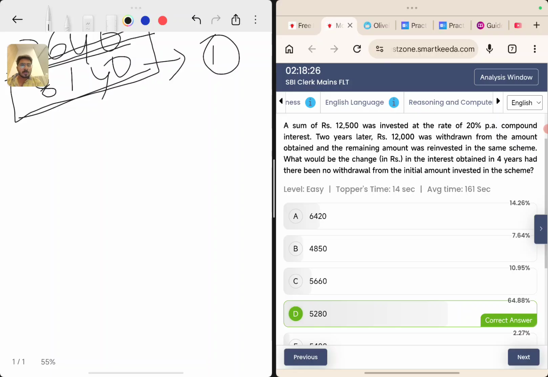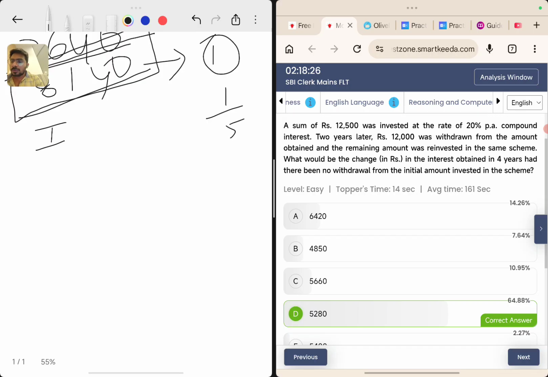So what would be the interest obtained in the 4 years had there been no withdrawal from the initial amount? So we will calculate an interest where he has not withdrawn a single rupee from the beginning to the end. Okay, 4 years. So rate of interest is 20%. 20% means 1 by 5. So 4 years means what?